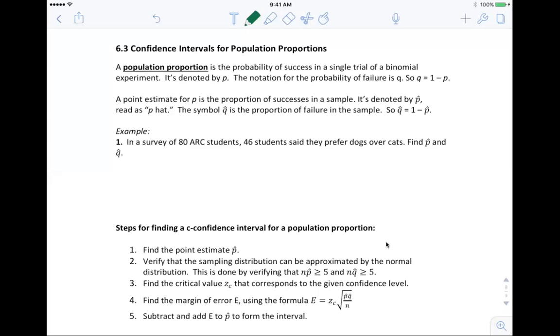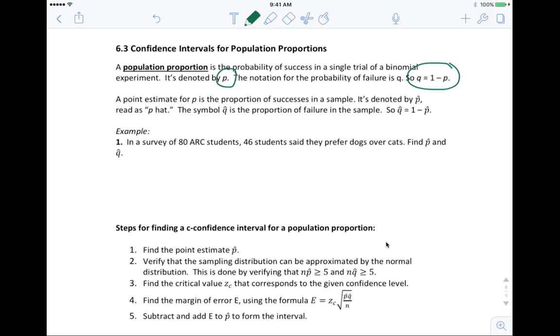So a population proportion is the probability of success. We have these notations. P is what we're using for the population proportion. You'll see that in the formula. And then Q is just 1 minus P, kind of similar to chapter 3.